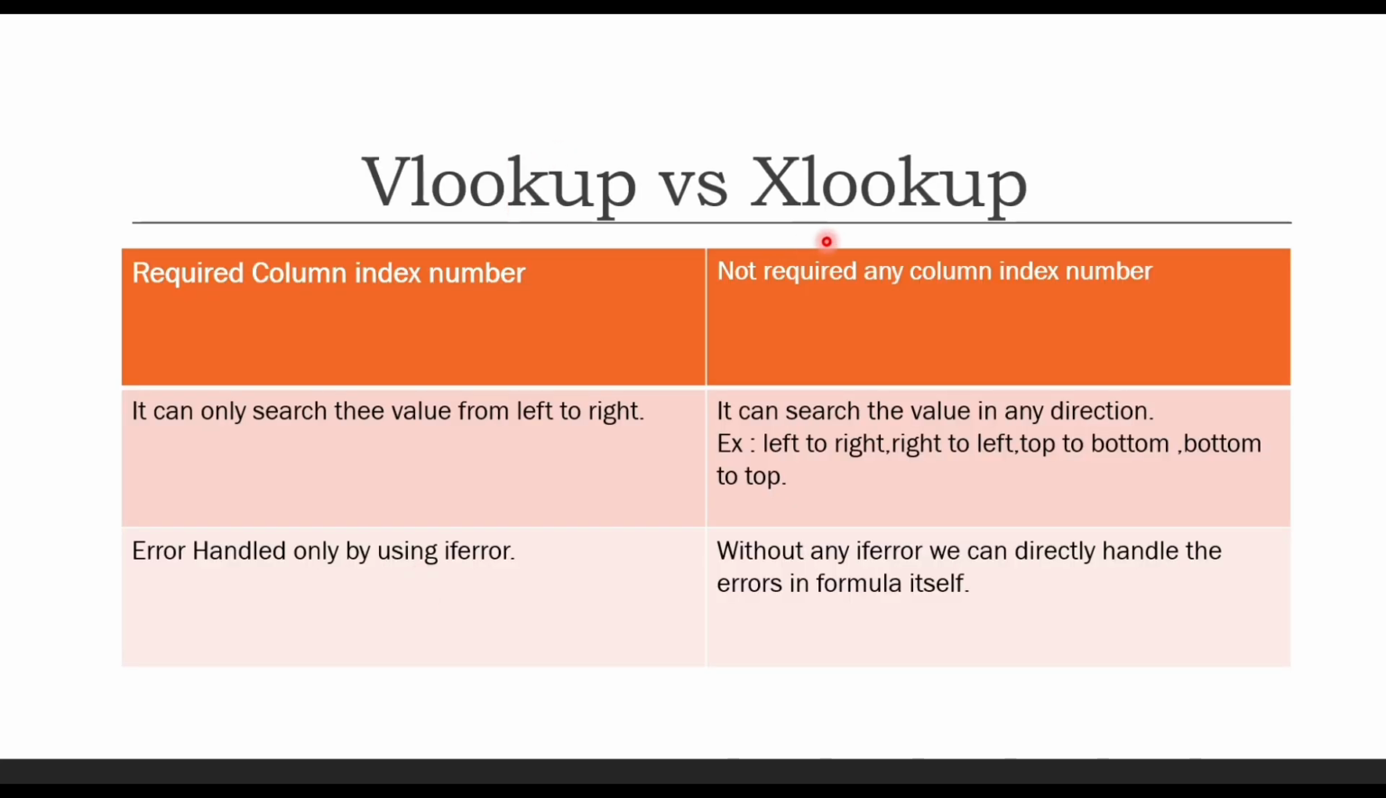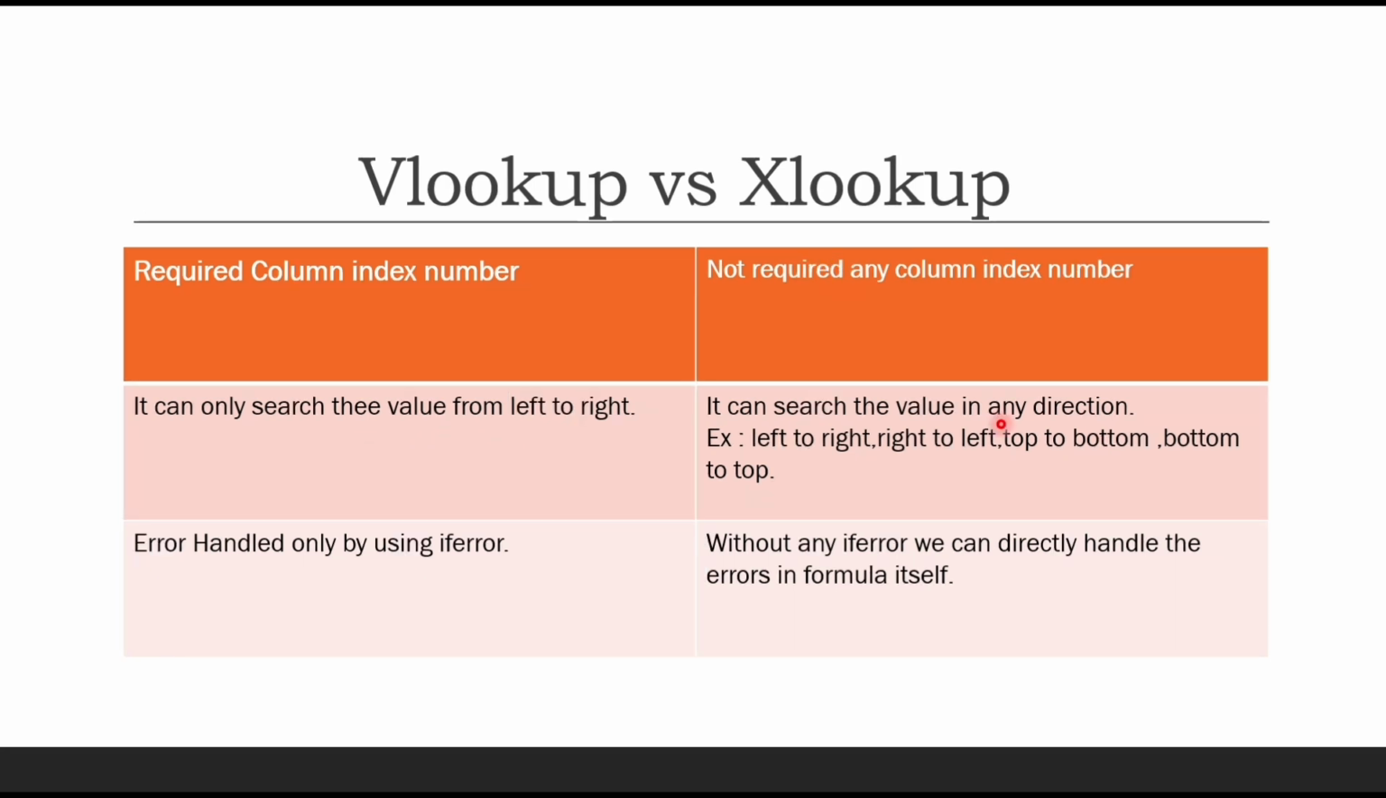Now, VLOOKUP versus XLOOKUP. We have already learned about the VLOOKUP. VLOOKUP requires the column index number, but in XLOOKUP we don't need any column index number. It can search the values from left to right, or in any direction, for example right to left, top to bottom, and bottom to top. In VLOOKUP, if you want to give an error with customized words, you have to use IFERROR. But in XLOOKUP, it's not required. You can directly write the errors with the customized words in the formula itself.